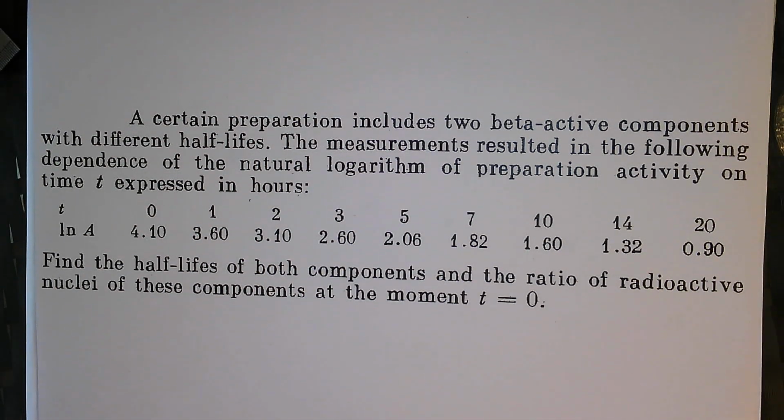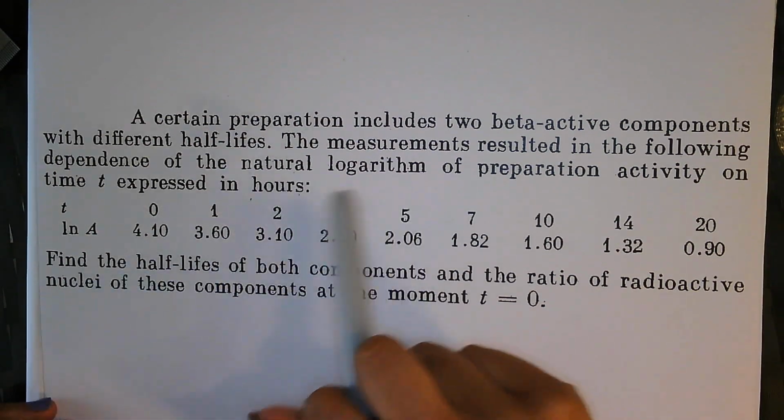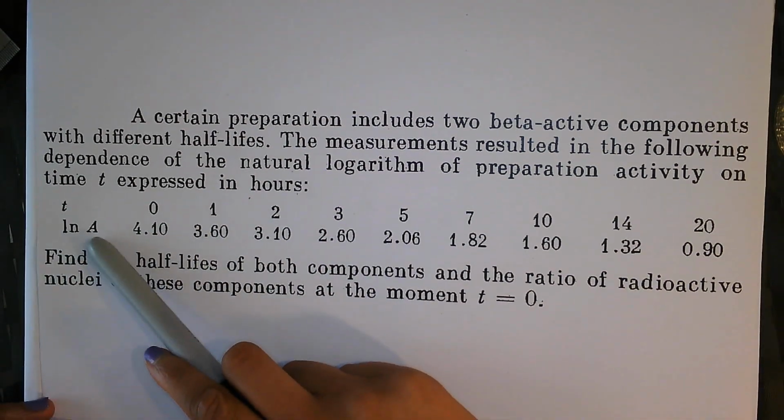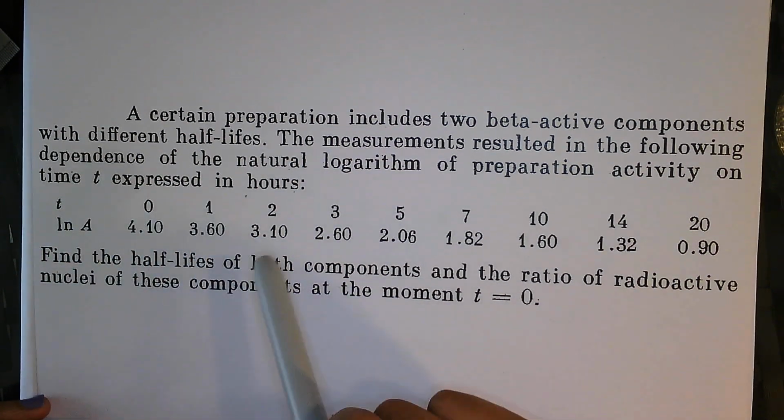Hello, in this video I'm going to be going through this problem on radioactivity, so I'll first read it out to you. A certain preparation includes two beta-active components with different half-lives. The measurements resulted in the following dependence of the natural log of preparation activity on time t expressed in hours. And here you can see the data that they have measured, so the log of the activity of the sample against time t, which is expressed in hours.